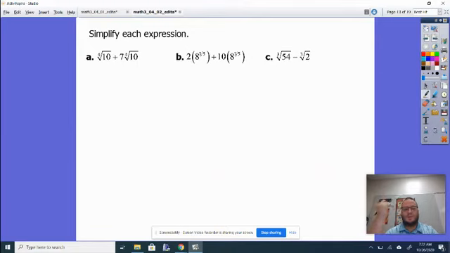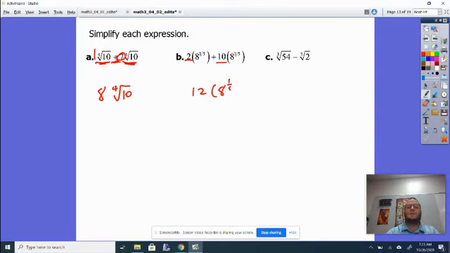Okay, so simplifying these ones out, and again, I want to be careful because now I'm adding, not multiplying. So this is like saying I have 1 of these guys and 7 of these guys. That's what that 7's telling me. So here it's just going to be 8, 4th root of 10. Here, same idea. I'm adding, so 12, 8 to the 1/5.